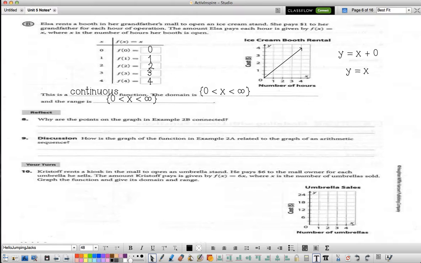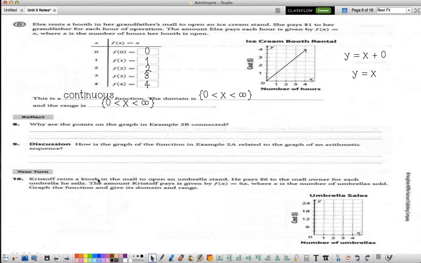All right. So then now you have Christoph, who rents a kiosk in the mall to open an umbrella stand. He pays $6 to the mall owner for each umbrella he sells. The amount Christoph pays is given by f of x equals 6x, where x is the number of umbrellas sold. Graph the function and give its domain and range. Okay, so now again, think of what kind of domain and range you can have and what kind of graph this will be based on the information that you're given.